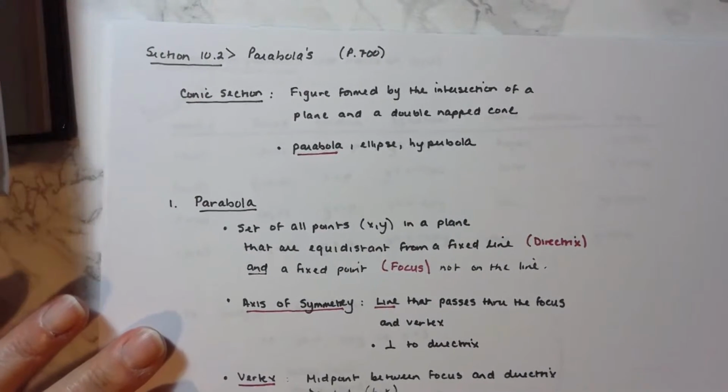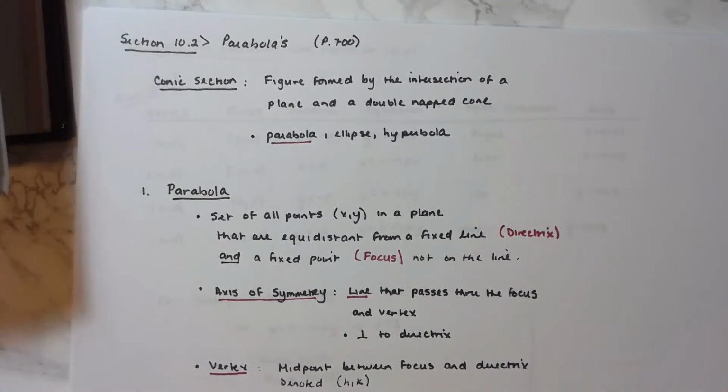Okay, guys, so what we're going to talk about today are the conic sections, in particular parabolas. There are different conic sections, and we're going to start off with the easiest of the three that you're going to study, which is the parabola. And there's a lot of lingo here.